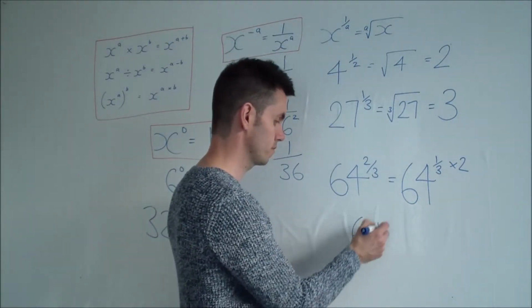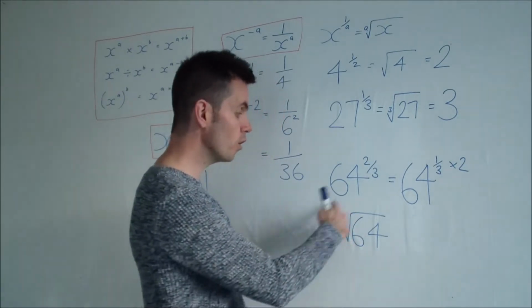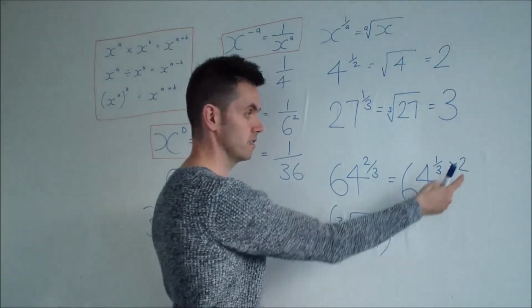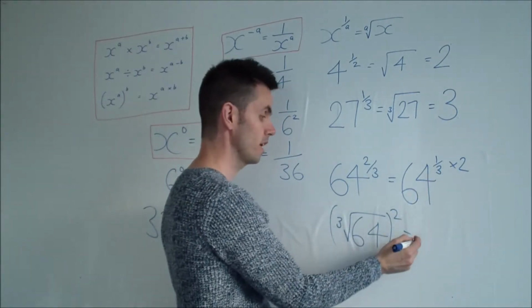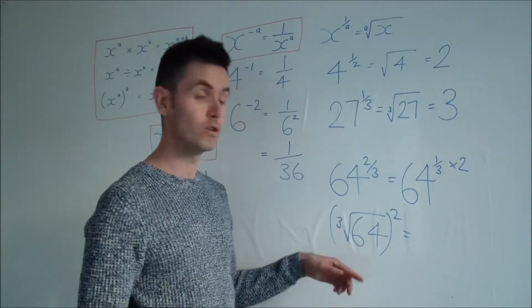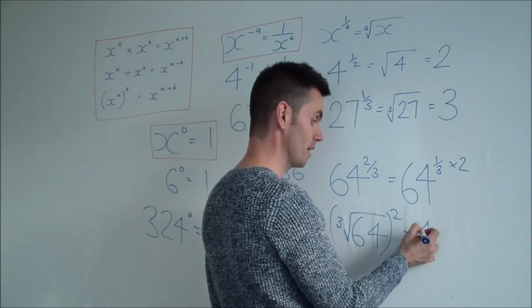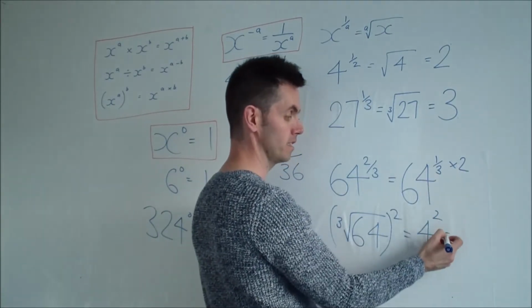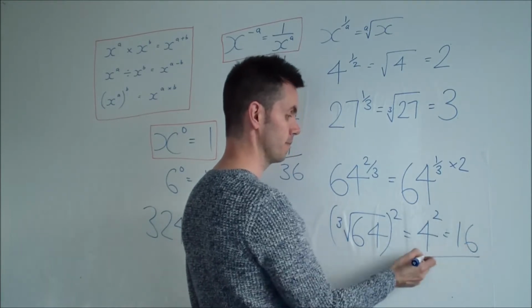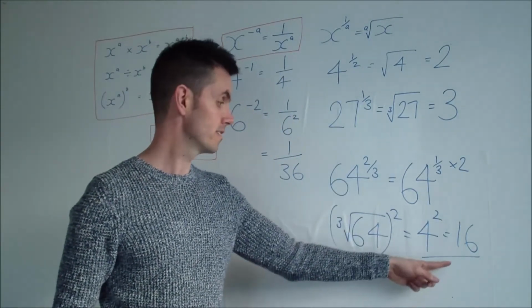So we have the cube root of 64, all of which is then squared. And from there on in it becomes easier because the cube root of 64 is 4, because 4 times 4 times 4 is 64. And 4 squared is 16. So 64 to the power 2/3 is equal to 16.